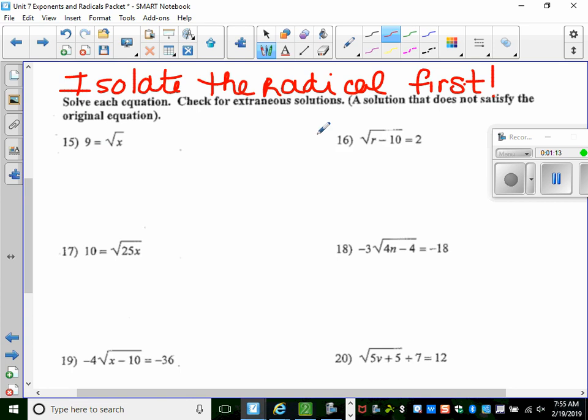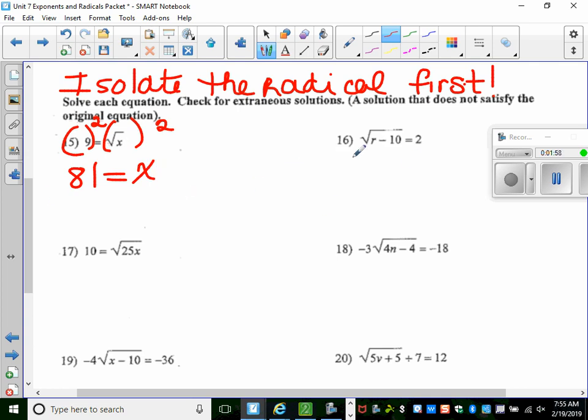So since this is done, we're going to go ahead and square both sides, because that is how you undo a radical. So when I square, 9 times 9 is 81. And the square root of x times the square root of x is x squared, so you really just end up taking the square root of x squared, which is x. All you have to remember is, when I square this, I'm just going to drop the radical sign. You just end up with the radicand, and you're done, because it says x equals 81.